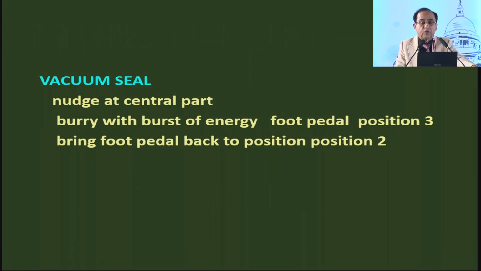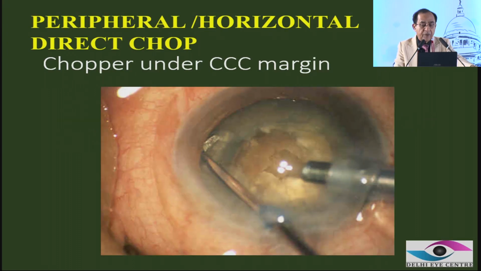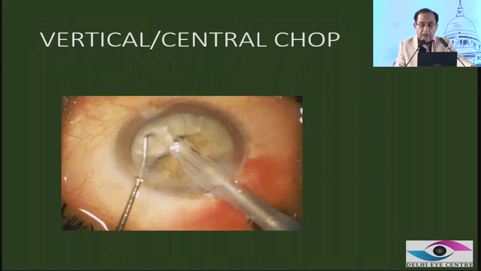When we do the vacuum seal, at the central part of the nucleus, give a little bit of energy. Once the tip goes in, bring the foot pedal to position two and hold it there. When we do the peripheral chop or the horizontal chop, you can see my phaco tip is lying here. The chopper has gone to the periphery, and then we start the chopping from the periphery.